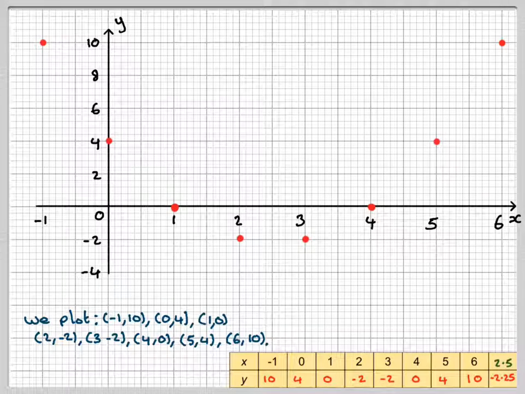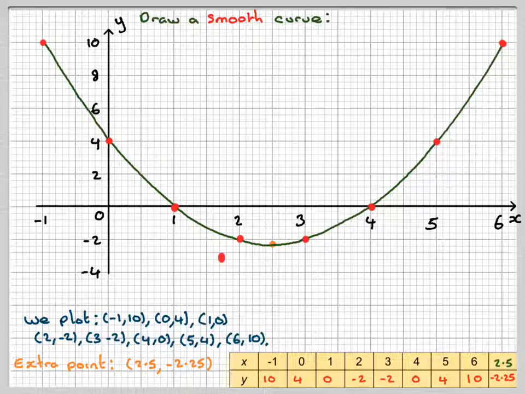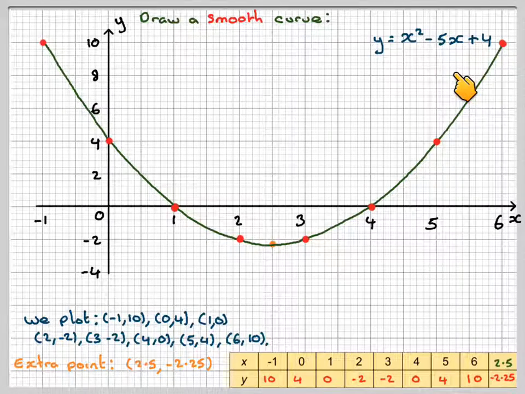So we've got that sort of symmetrical shape. Obviously, we don't want a flat bit at the bottom, so that's why we took the extra point. The extra point was 2.5, minus 2.25. So we plot that, and then we join up the points with a smooth curve. Notice again that the graph is symmetrical. At one end we should label it y is equal to x squared minus 5x plus 4. So we've got a nice symmetrical graph here around this point here.